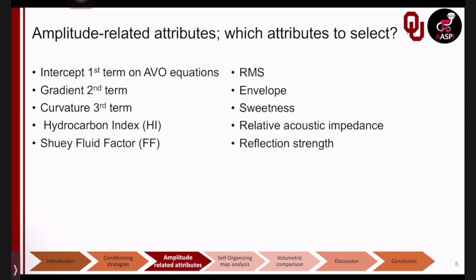In contrast, single trace attribute anomalies could be from RMS, envelope, sweetness, the derivative of any of these two, relative acoustic impedance, reflection strength, and so on. As you can start seeing, there is a lot of redundancy in single trace attributes. In contrast, each one of these AVO attributes means something physical.